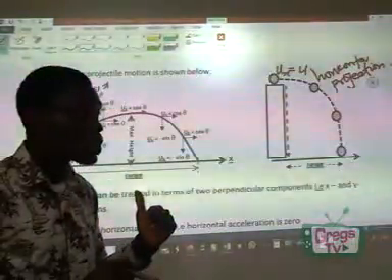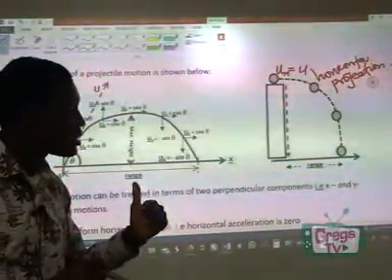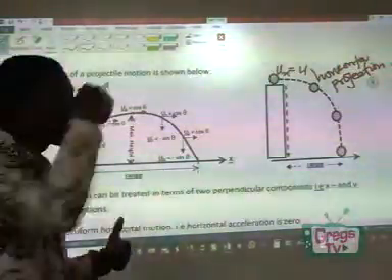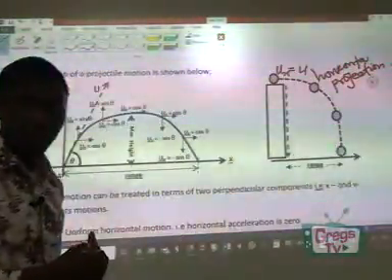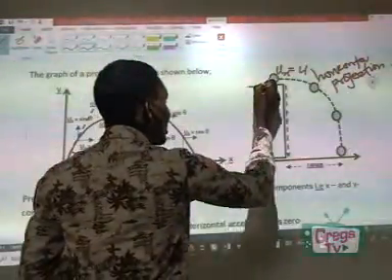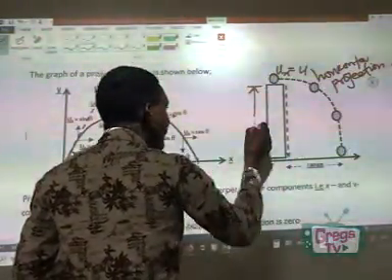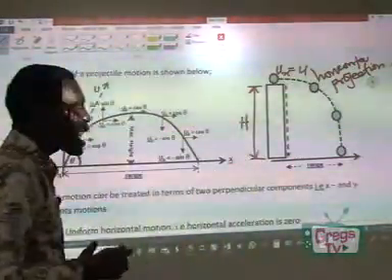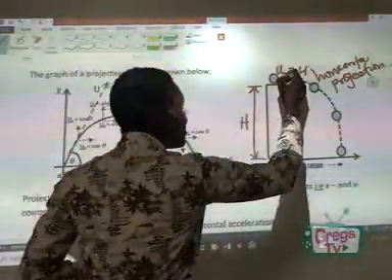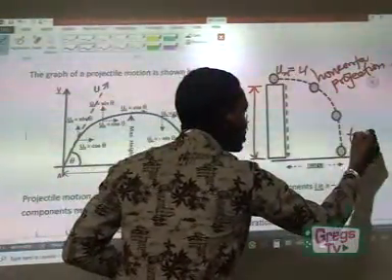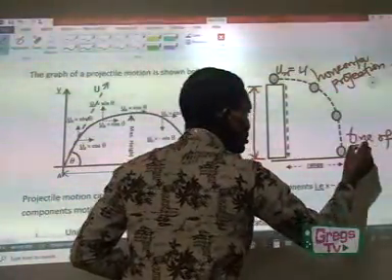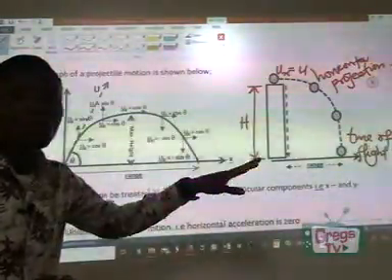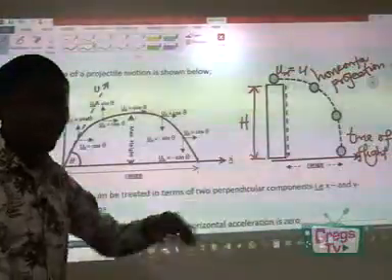It is the speed at which that body is allowed to move from the top to the ground. Now, from here to this point is your height. That is the maximum height covered. Now, you see the time it takes from here to here is your time of flight. And we make use of equations of motion to solve questions on this.